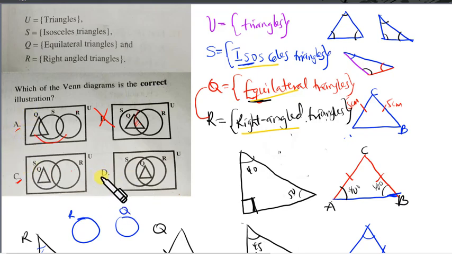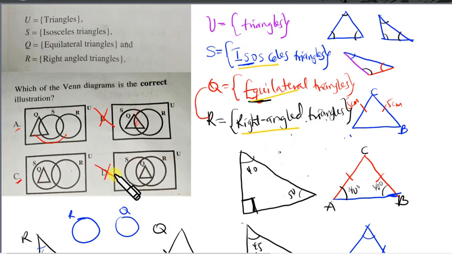Let me check D. Oh my God, Q is found within R. So we are told that Q is a subset of R. That is to say that all equilateral triangles are right angle triangles, and that is extremely incorrect. It doesn't make sense at all. Are you trying to tell me that all equilateral triangles are right angle triangles? But an equilateral triangle has all of its interior angles to be 60, 60, 60.